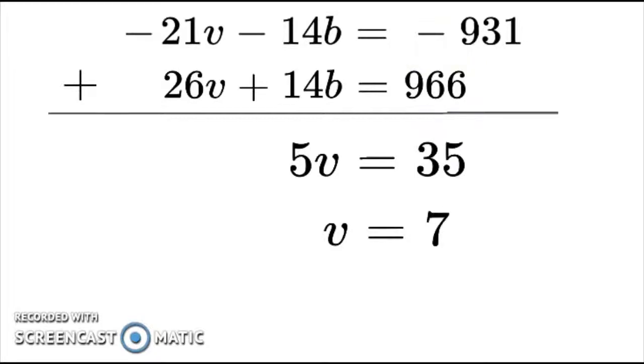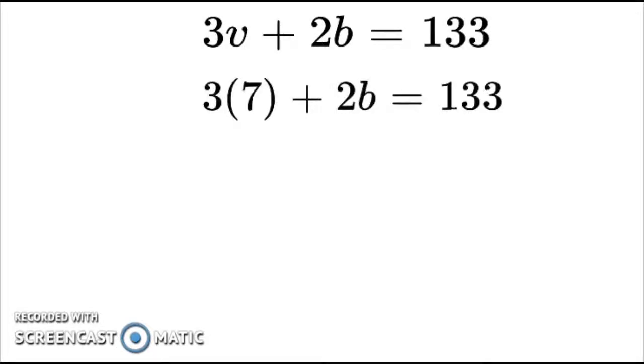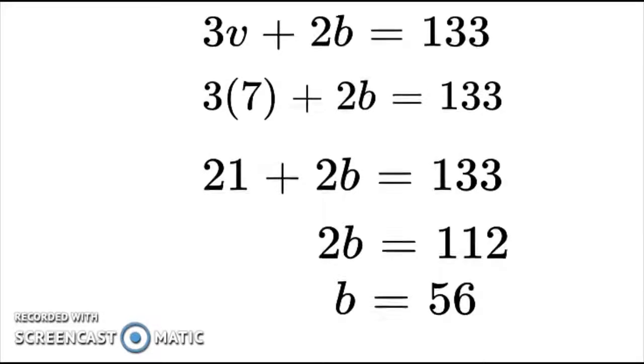So now to find B, I'm going to substitute in 7 for V. So 3 times 7 is 21. 21 plus 2B is 133. Subtract 21 from both sides, you get 112, which divided by 2 gives you 56. So my answer is 7 students per van and 56 students per bus for number 32.